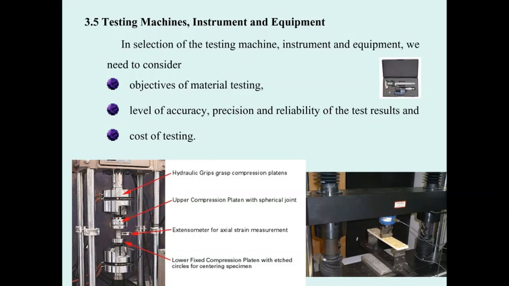But for a building, sometimes we build it with large elements to make it more durable. That means it is up to what we set as the objective, which reflects the level of accuracy, precision, and reliability. And if you have very detailed testing, for sure the cost of testing is going to be more expensive.